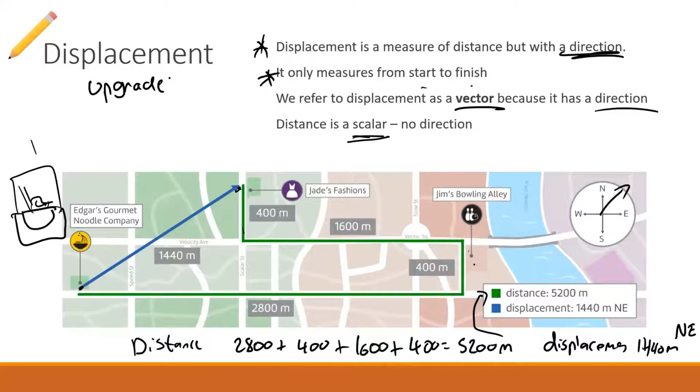This can be really good if you're just trying to figure out what's the fastest route. If you're trying to find the fastest route from this noodle company to the fashion store, you've got this distance here, you've got this displacement here. You want to find out the shortest time to cover that displacement, rather than the shortest distance. That's just another way to think about it.